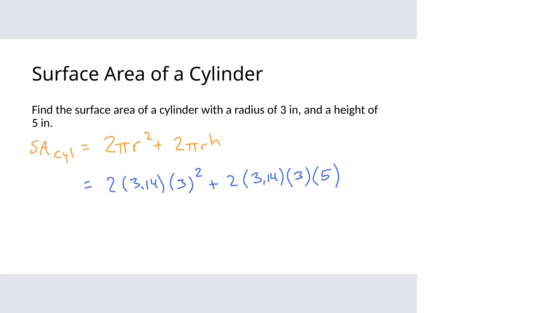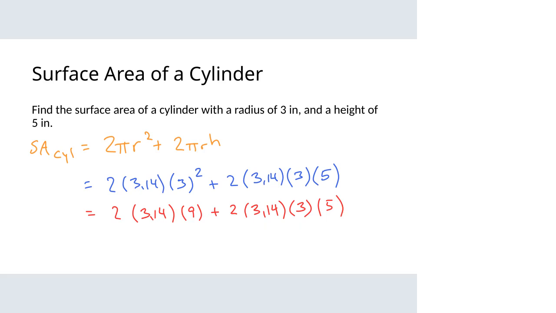When we evaluate this, order of operations is still important. We do have an exponent right here, so we'll need to do that first. And we'll have 2 times 3.14 times 9 plus 2 times 3.14 times 3 times 5. Now we have multiplying and adding. We need to do all our multiplying before we do the addition.